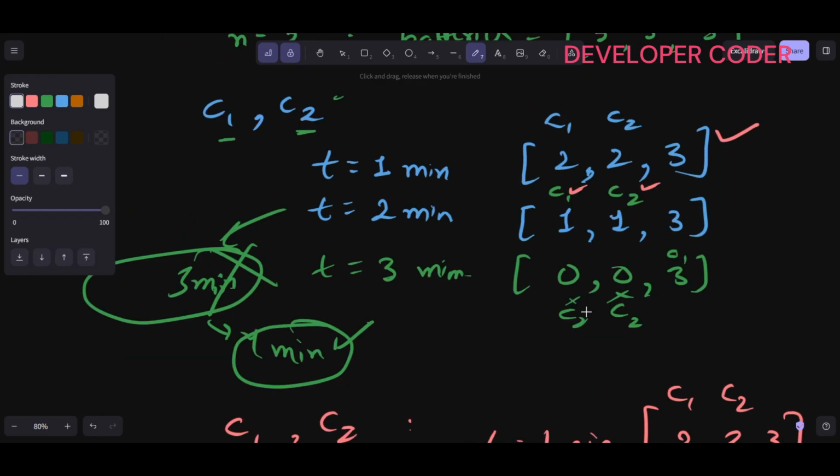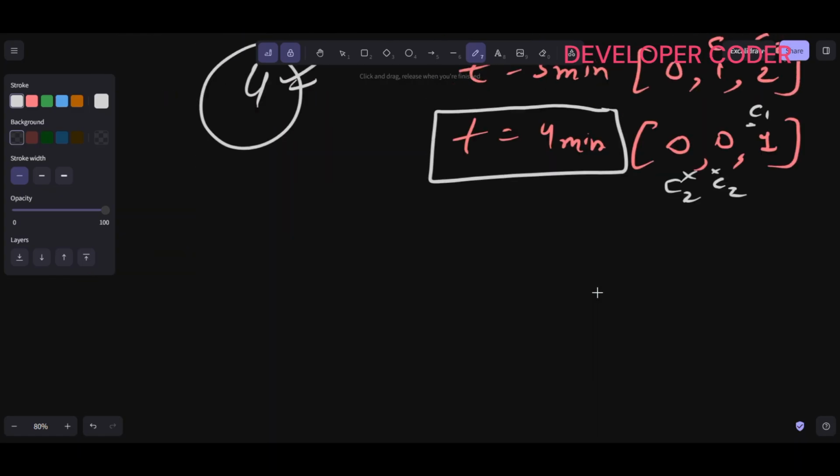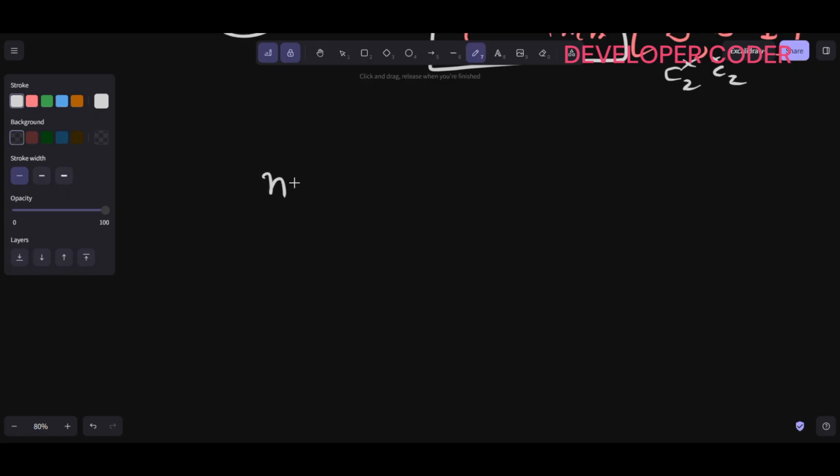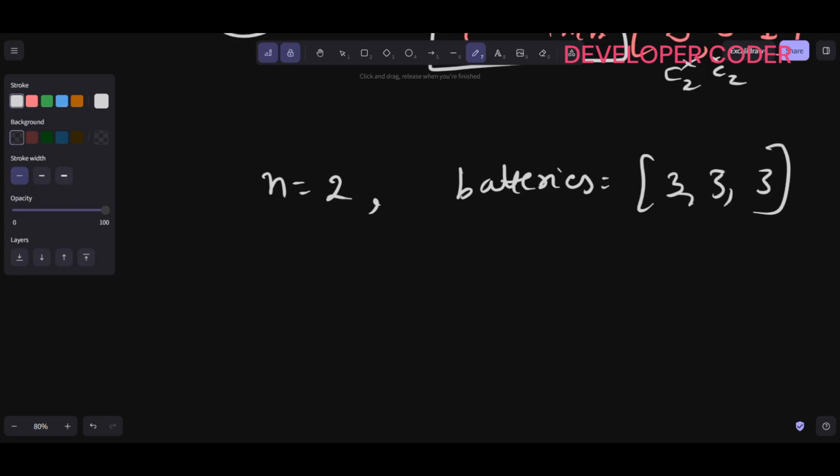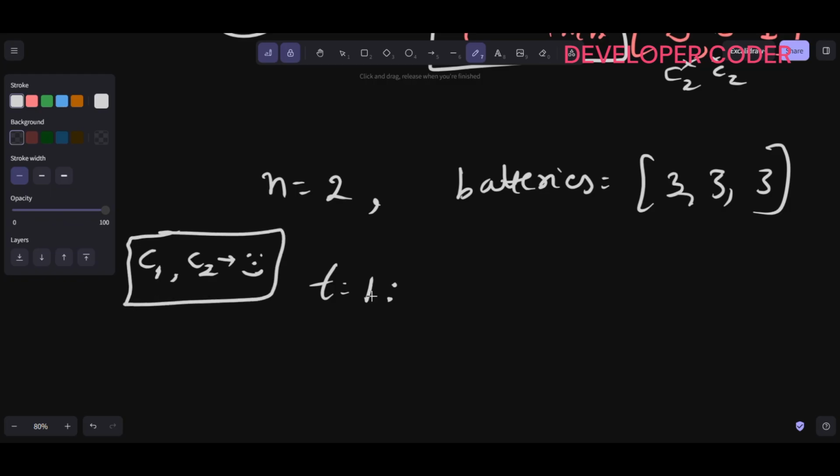Okay, now how are we trying to do this? Next question, how are we trying to do this? Same example: n is equal to 2 and batteries is equal to 3 comma 3 comma 3. First of all, at t is equal to 1, can both my computers C1 and C2 be charged simultaneously during 1 minute or not?